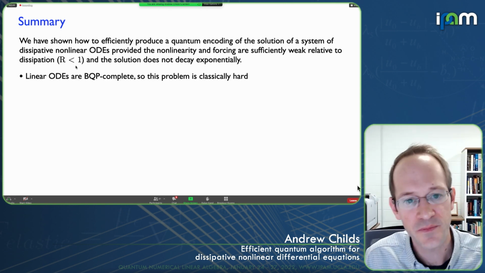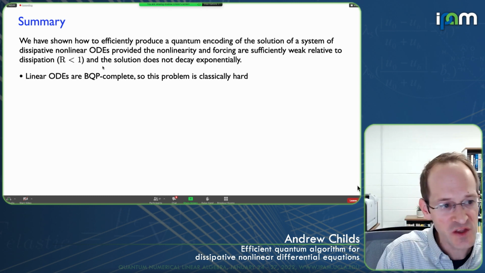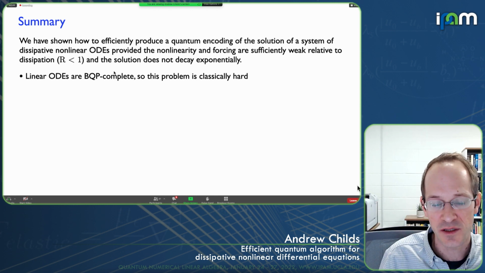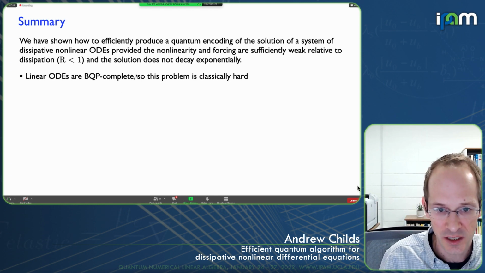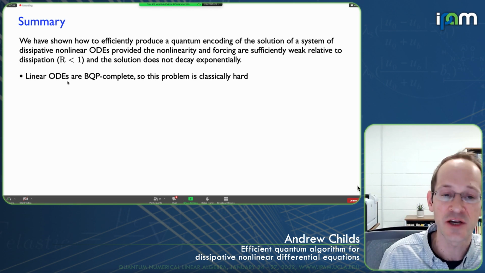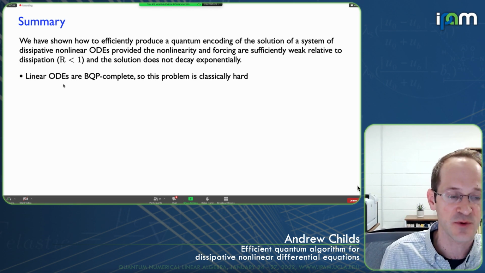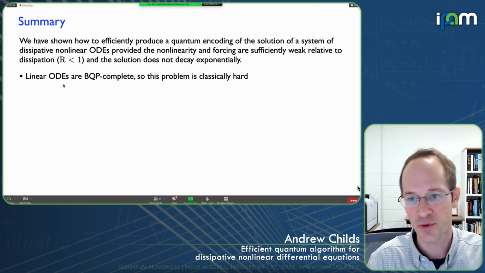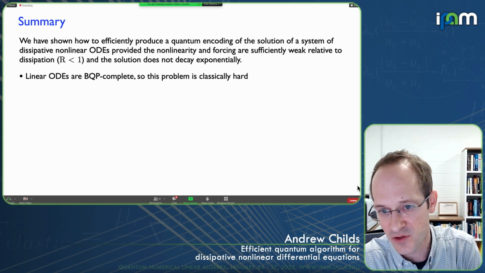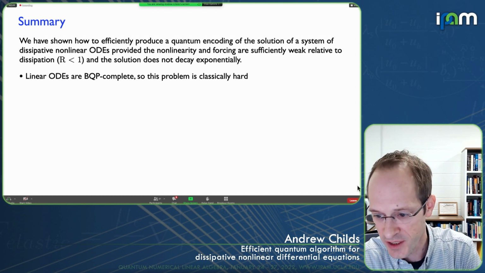Okay. So, we know that the general class of problems that we're considering here is BQP complete. It includes as a special case the limit of linear differential equations, and even in that case, this problem is as hard as anything a quantum computer can do. So the general class of things that we're able to handle definitely includes things that we think are classically hard.